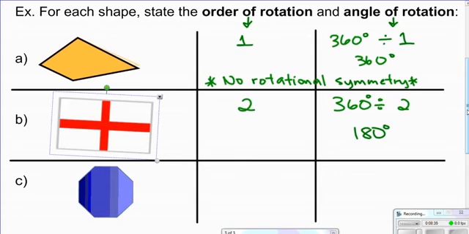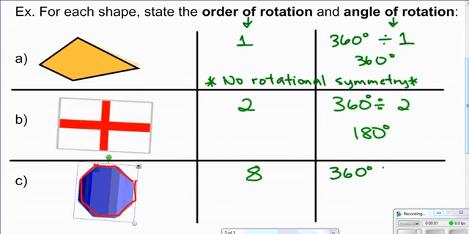Looking at this last shape, it has 1, 2, 3, 4, 5, 6, 7, 8 sides, so it is an octagon. And when we turn it 1, 2, 3, 4, 5, 6, 7, 8 times, it will fit inside itself. So the order of rotation is 8. The angle of rotation, we get 45 degrees. So hopefully those are nice and simple for you.